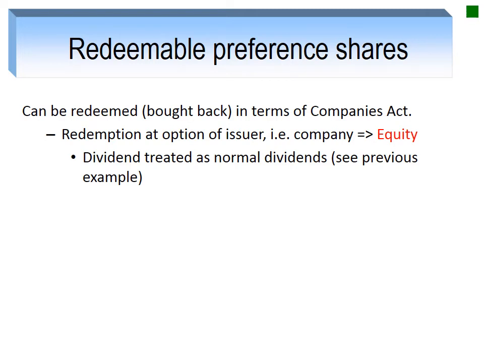If the redemption is at the option of the company, it may be that the company will never pay the shareholders back. So in that case, we consider the preference shares to be equity. And any dividend that's paid on those preference shares will get treated like a normal dividend. And the example that I did for you on ordinary shares would therefore be applicable for preference shares where the redemption is at the option of the company.